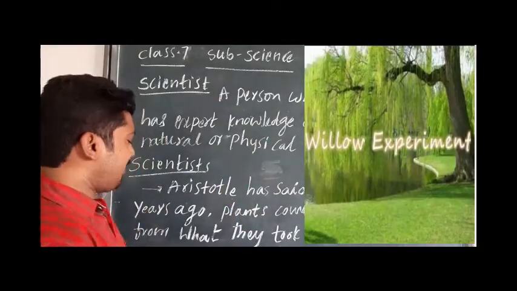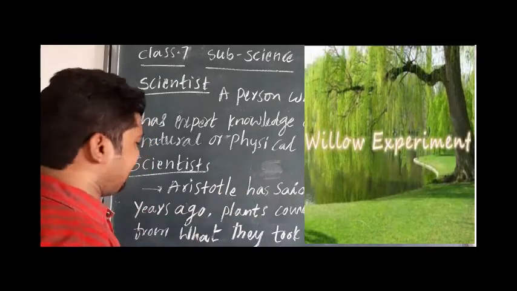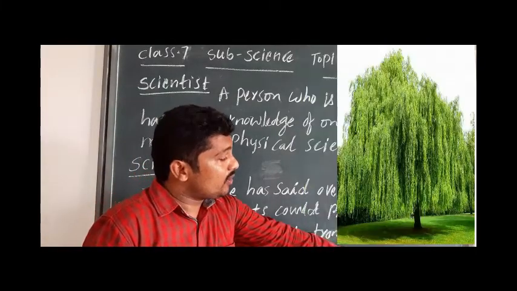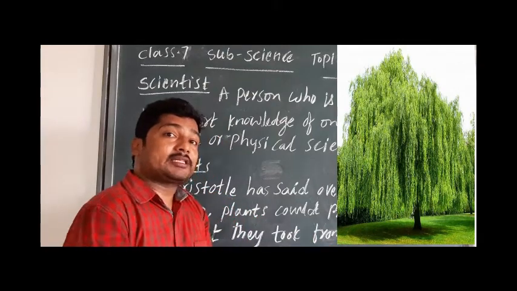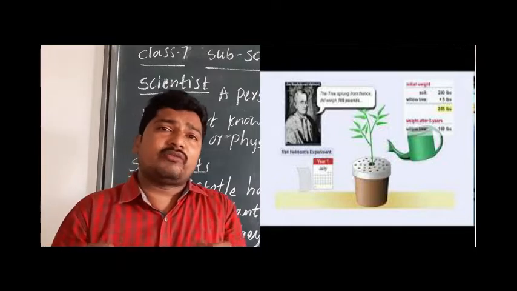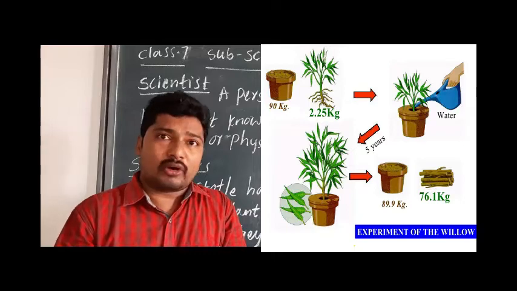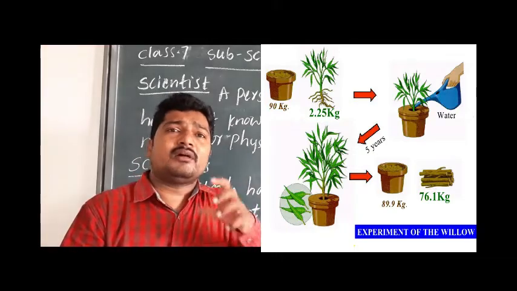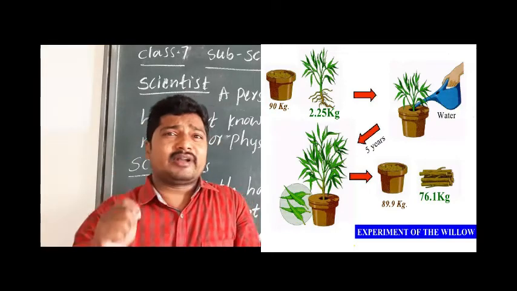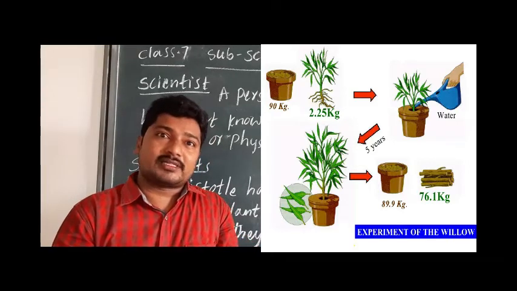According to John Baptist van Helmont, a Belgian scientist, in 1648 he experimented on a willow plant. He took one plant along with the soil. He weighed them, which we call measurement. The mass of the plant and the dry soil was calculated before the experiment.